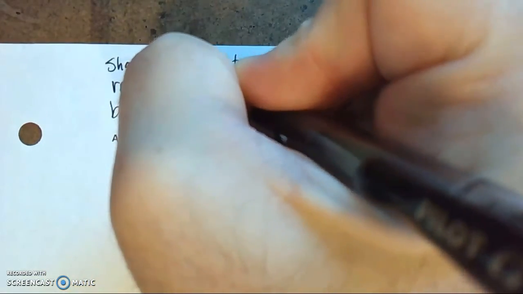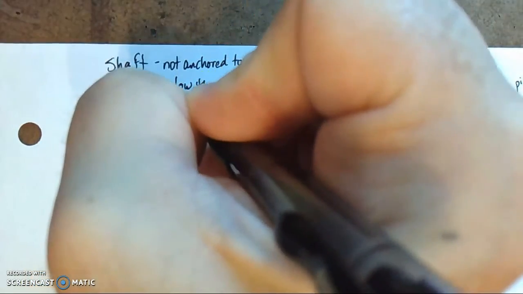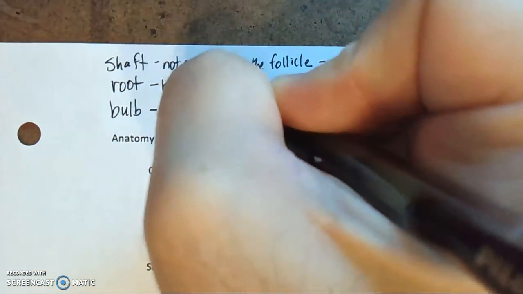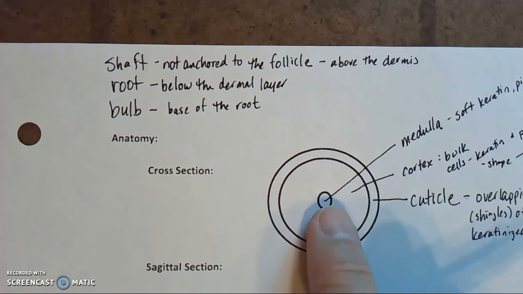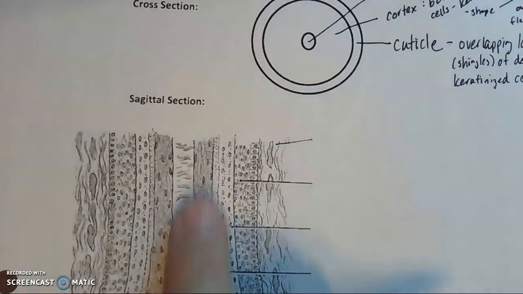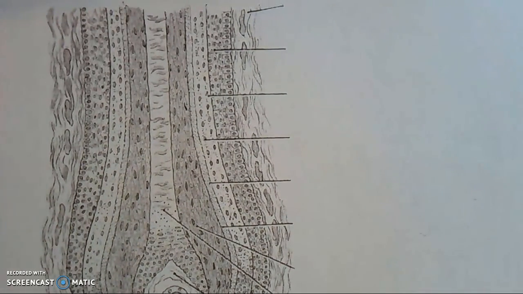The root is below the dermal layer, and the bulb is the base of the root. So most of the shaft and the root have this cross section. The bulb is going to be a little bit different because that is where we're going to have the mitotically active part of the cell. So what this diagram down here is showing is going to be the follicle, and that will be the topic of our next recording.